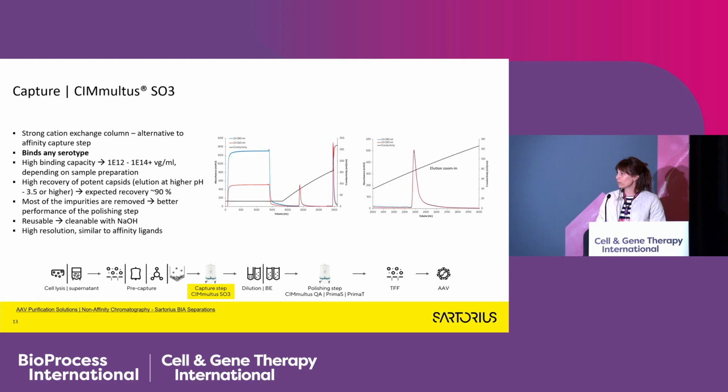So most of the impurities are removed here, so this means better performance of the polishing step. The column is, of course, reusable. You can easily clean it with sodium hydroxide solution. It has high resolution, and in terms of yields and in terms of purification, it is similar to affinity column.